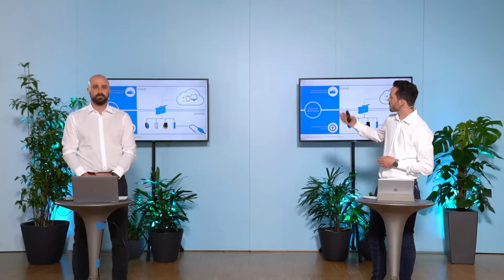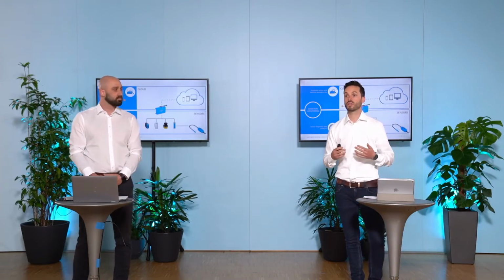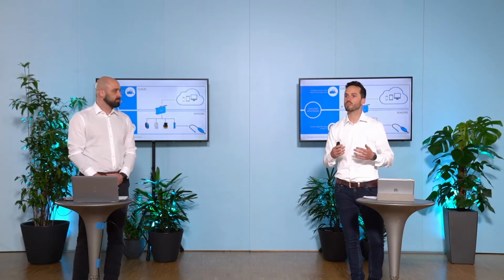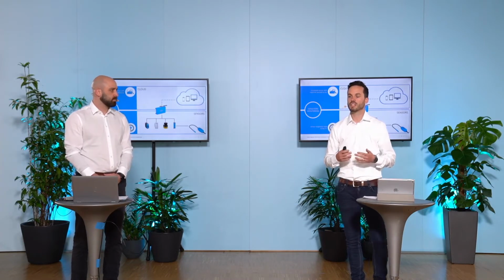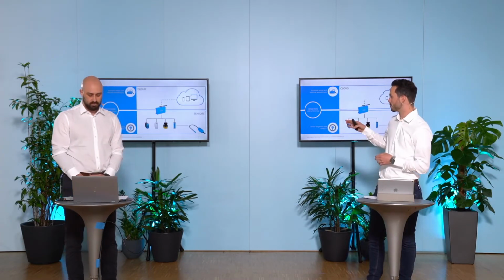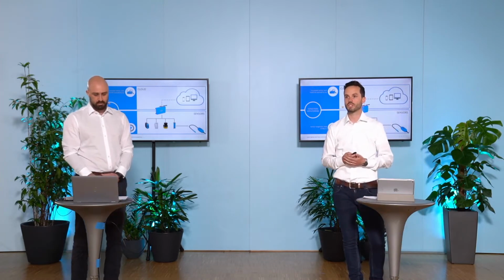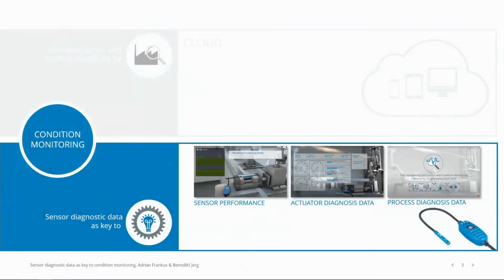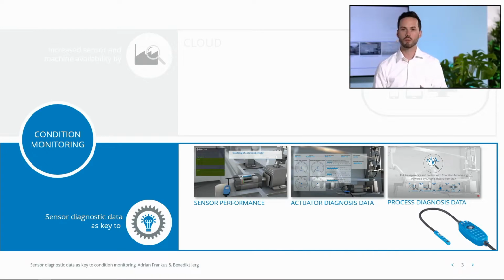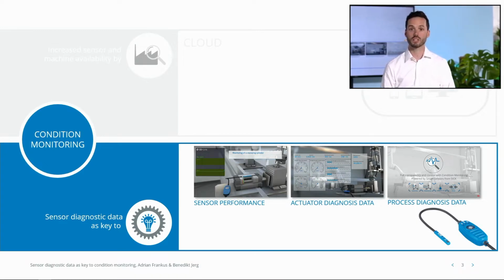So you might have seen this picture already in the previous session. Max focused on the upper part. He focused on condition monitoring use cases by refining existing data. This session will focus on the bottom layer in this picture, so the data acquisition. We will show you on the example of the MPS-G how sensor data enables condition monitoring by its sensor performance, by the actuator diagnosis data, and the process diagnosis data.